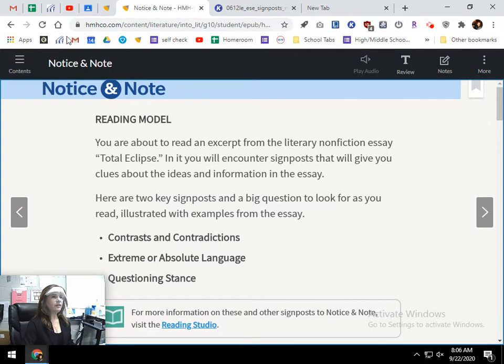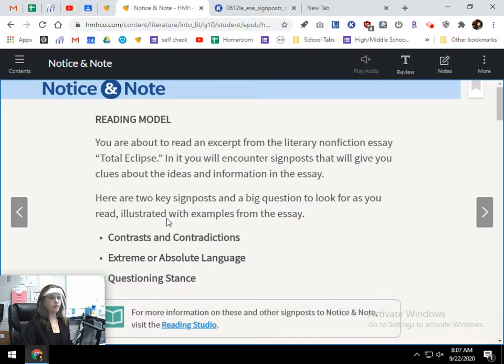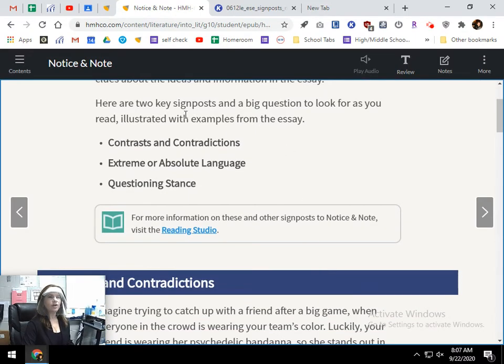So if you look at the agenda, you can see that the reading selection for the week is from Total Eclipse. So that's what they're referring to when they talk about what we're going to read. You will encounter signposts that will give you clues about the ideas and information in this essay. It's an essay. So here are the two key signposts and a big question for you to read, illustrated with examples from the essay. So contrast and contradictions is one of your signposts. Extreme or absolute language is one of your signposts. And a questioning stance is one of your signposts. So we're going to talk about all those.